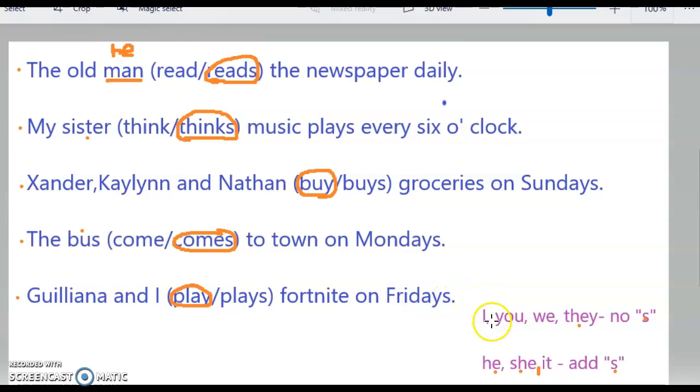So we use our pronouns to help us identify the noun in the sentence, and then we can choose the correct form of the verb. If we're referring to I, you, we, or they, we do not need to add an s to the verb form in the simple present tense. If we're referring to he, she, it, we add an s to the verb form. So on the next slide, you will have some that you need to do. You need to identify and circle the correct verb form in the simple present tense.